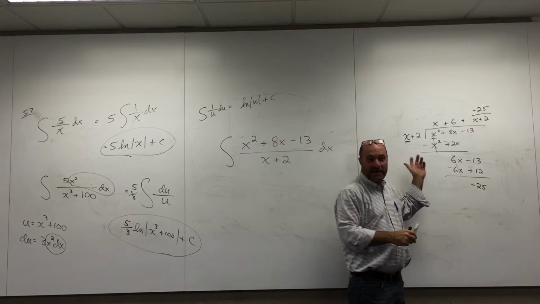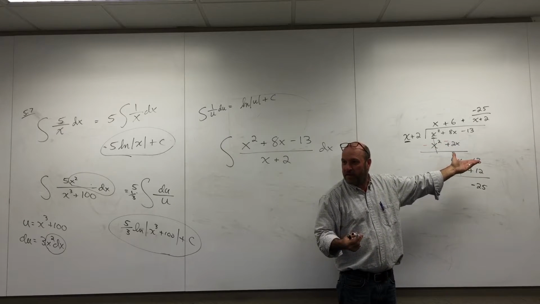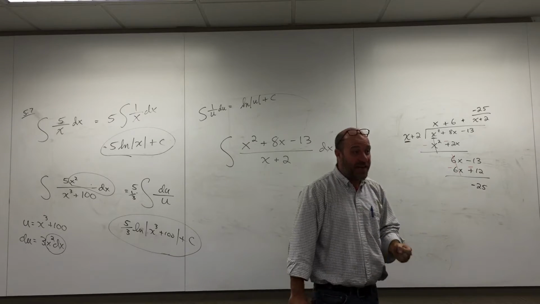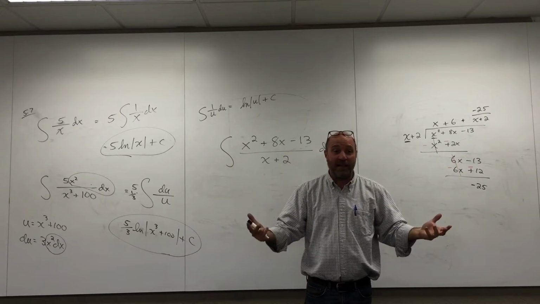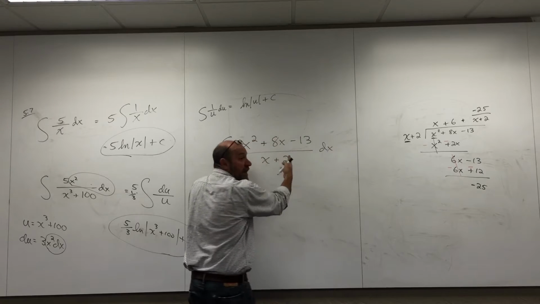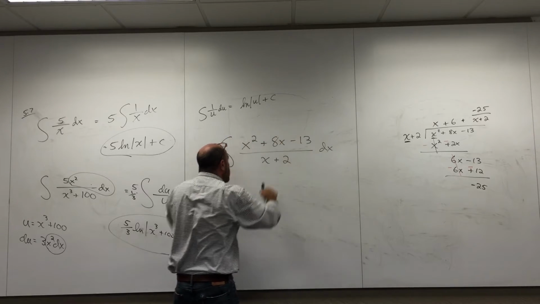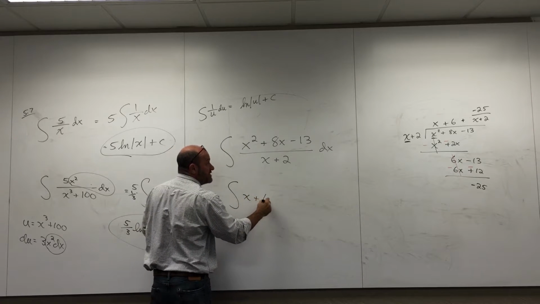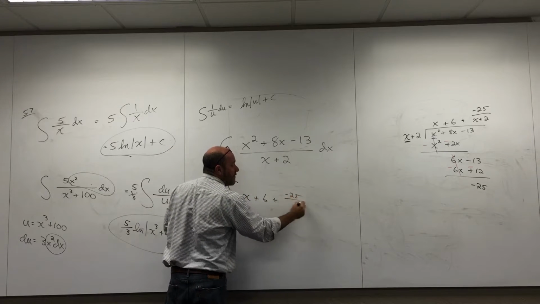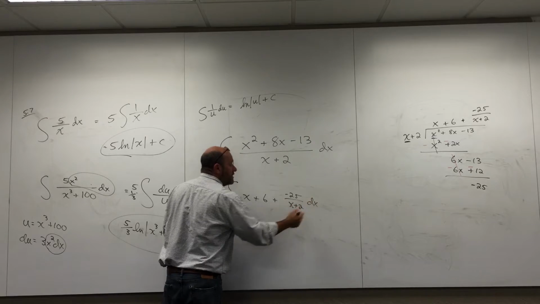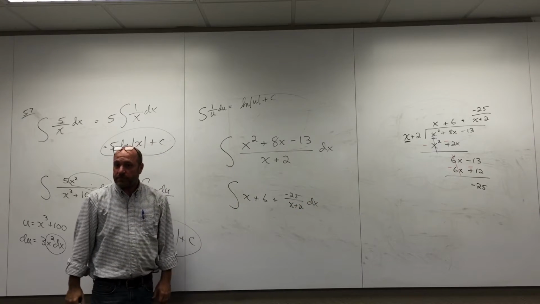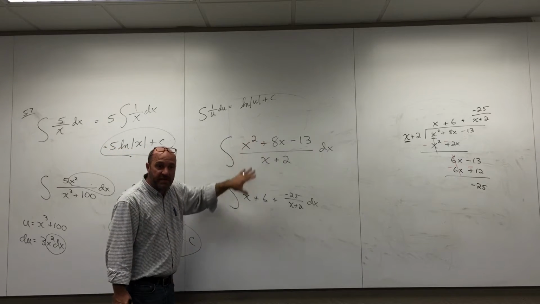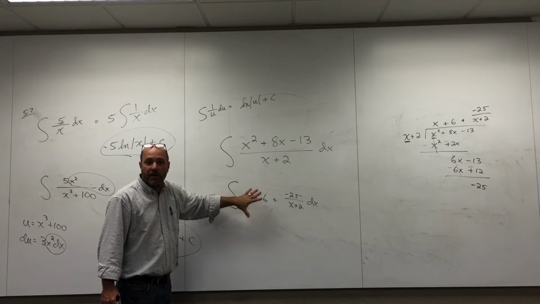So it's a little bit of a pain. I mean, it's long division, you know? But it's not really the worst thing in the world. But I'll tell you what it did. It sure made this integral a lot better. This integral did look like this. But I did the division, so now the integral looks like that quotient up there: x plus 6 plus negative 25 over x plus 2. This is so easy now. By doing long division, I transformed this into this. And now you can integrate it.